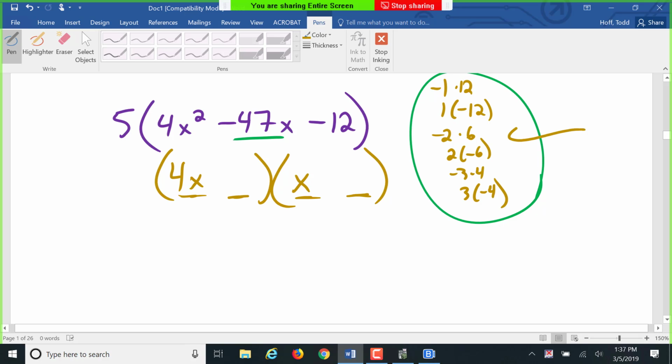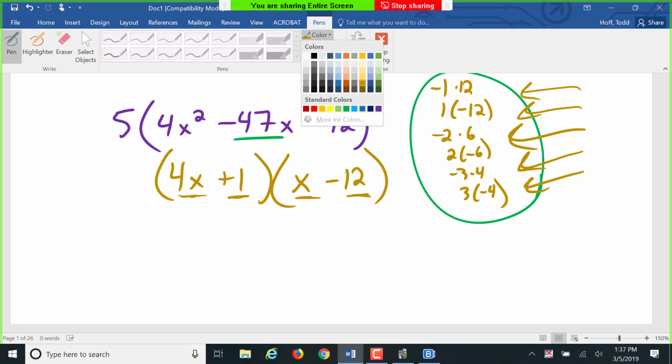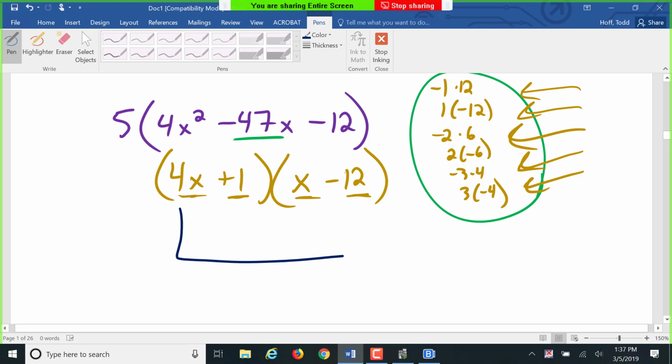Now one of these combinations over here will work. Positive 1 and negative 12. Good. Now we do 4x times negative 12 is negative 48x. On the inside, 1 times x is a positive 1x. Negative 48 plus 1 is a negative 47x. That's exactly what we wanted.